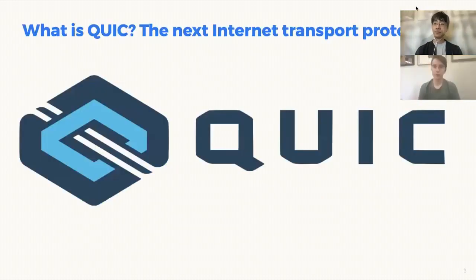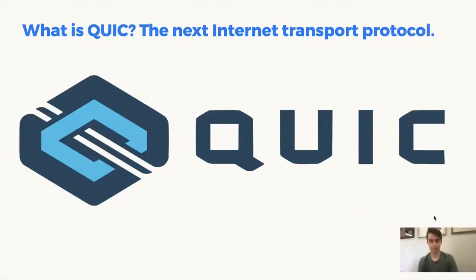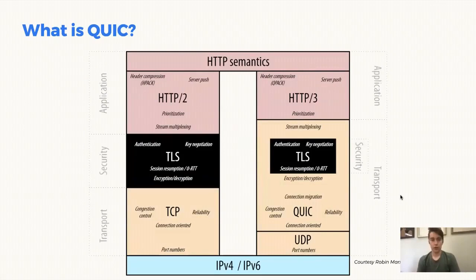So what is QUIC? To be really brief about it, QUIC is the next internet transport protocol. In terms of the more traditional OSI layering model that everyone's probably familiar with, you have application, security, and transport layers. At the very top, you have HTTP semantics. These are things like get, post, and other things that form the basis of HTTP requests.